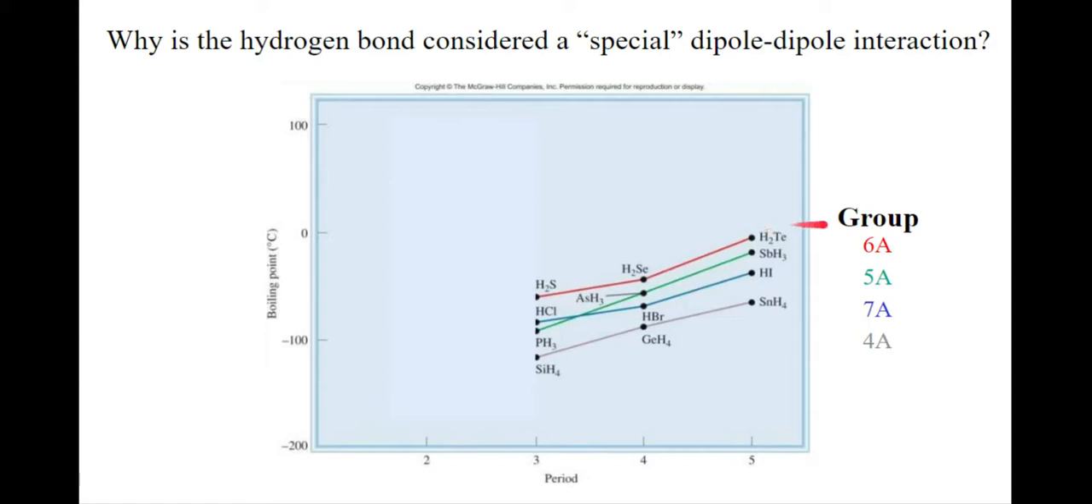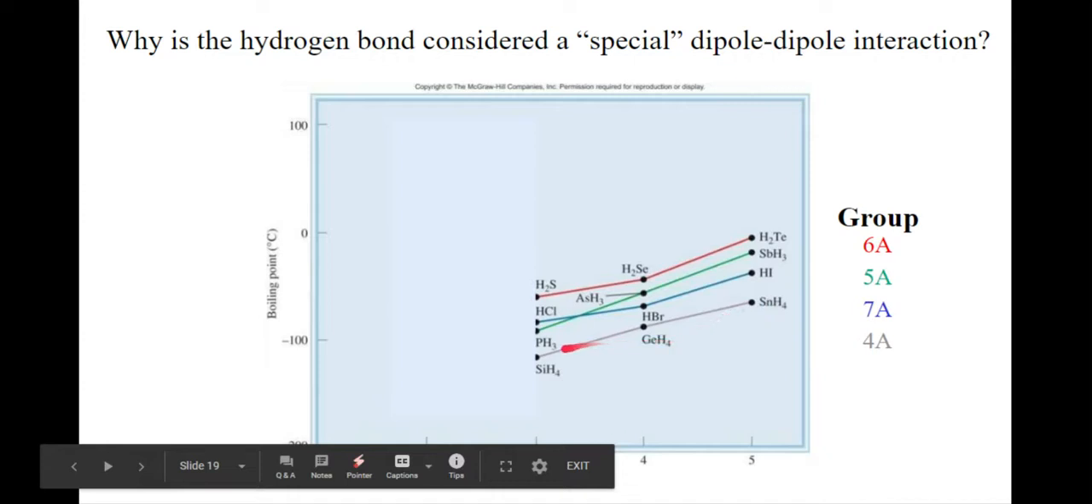So in red, it's the oxygen family. So below oxygen, you have sulfur, selenium, and tellurium. And then 5A is the nitrogen family, where it has hydrogen bonded to phosphorus and arsenic and antimony. 7A is the halogens, the blues, HI, HBr, HCl. 4A is the carbon family, tin, germanium, silicon.